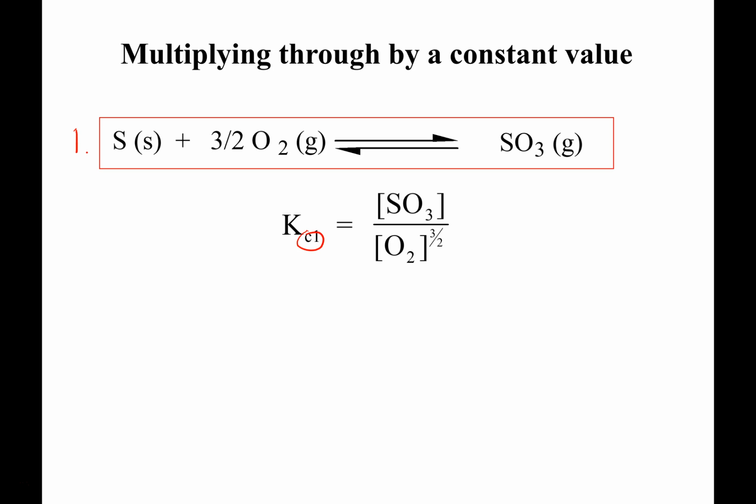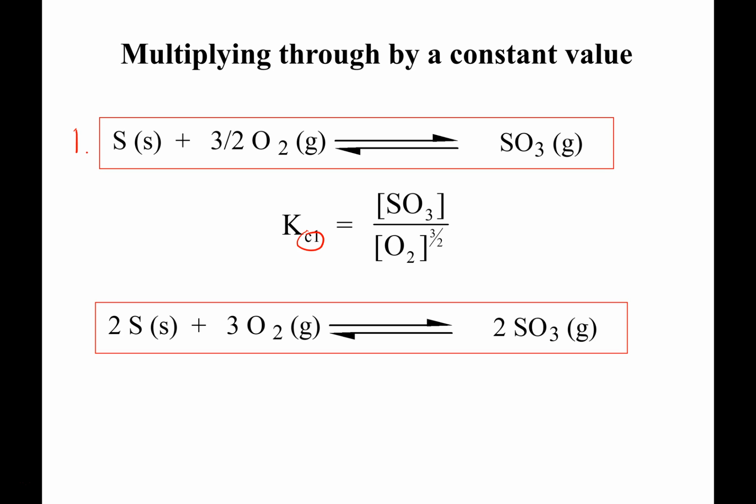Well, I'm going to scale it. Looks like I'm going to multiply through by 2. So then this is also balanced, but it gives us a new equilibrium constant expression. We'll call that 2. And this is your equilibrium constant 2 is equal to, so why aren't I including S, like S squared down here? Because it's a solid, yep.